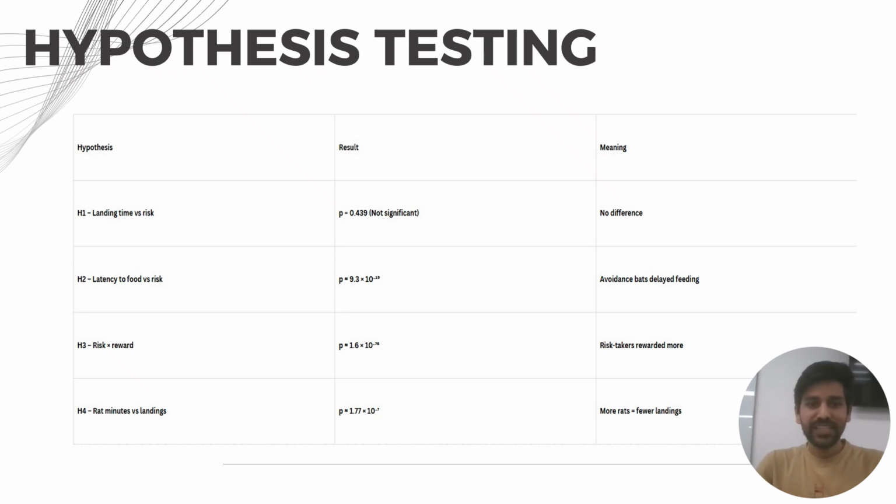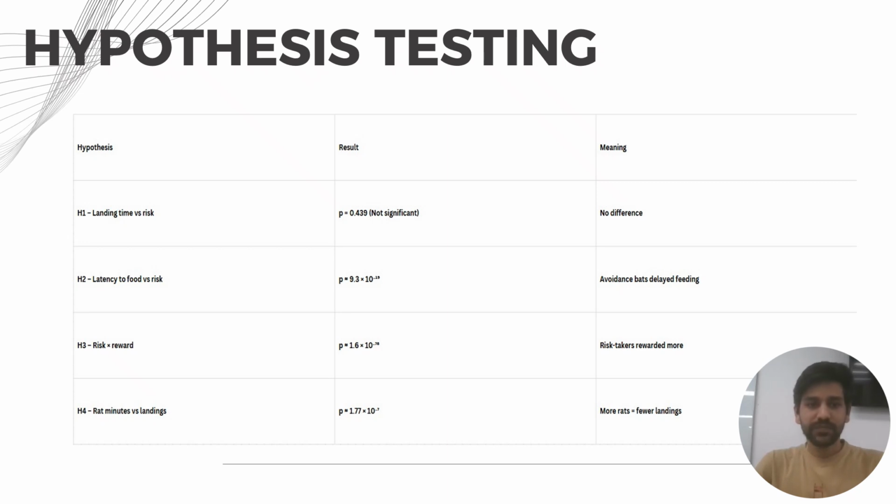Hypothesis 2, latency to food versus risk. For this hypothesis, we asked, once a bat landed, did avoidance bats take longer to approach food compared to risk-taking bats? The result was extremely significant, p equals 9.3 times 10 to the power minus 19. This shows avoidance bats delayed feeding, which suggests vigilance. They were more cautious, almost as if they saw rats as predators.